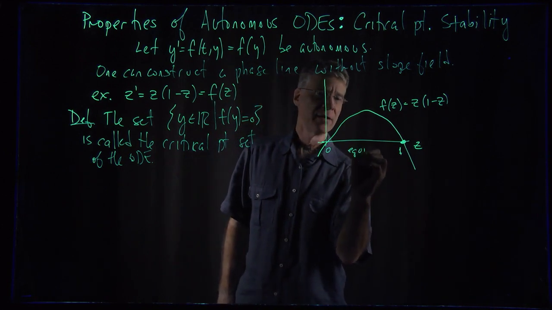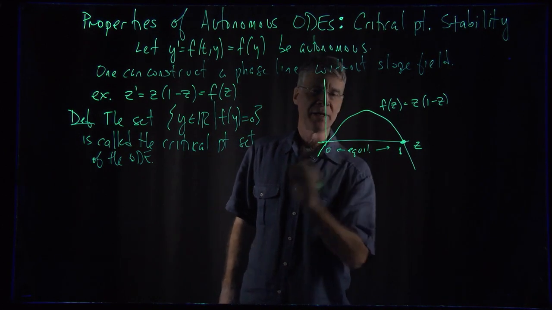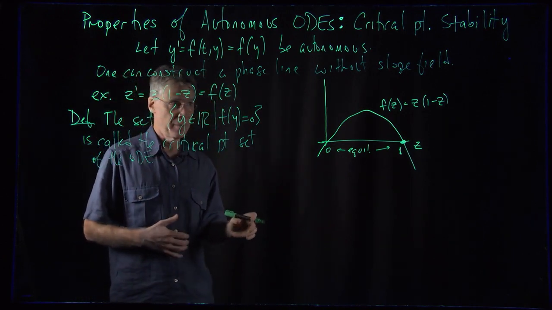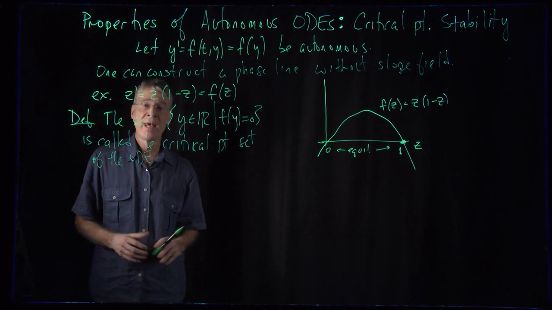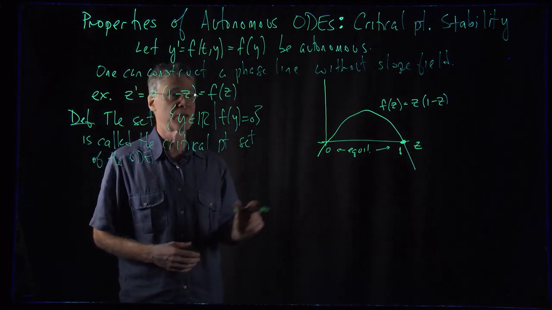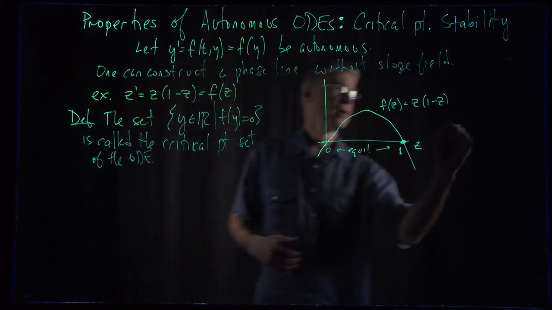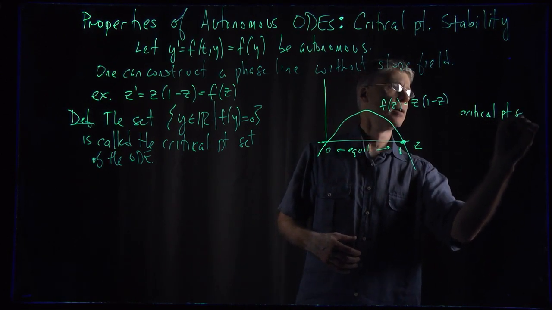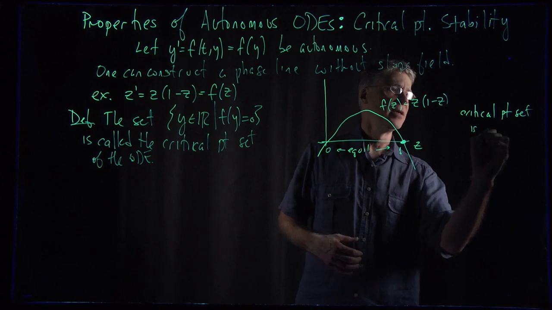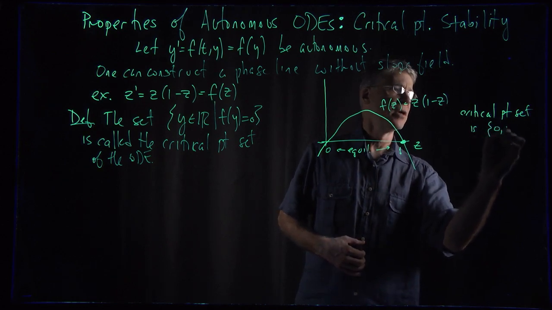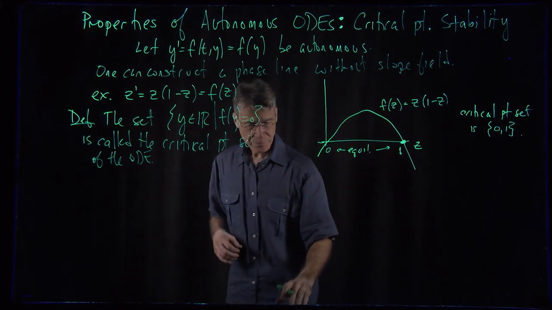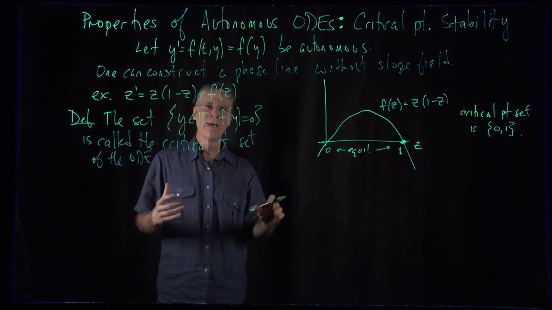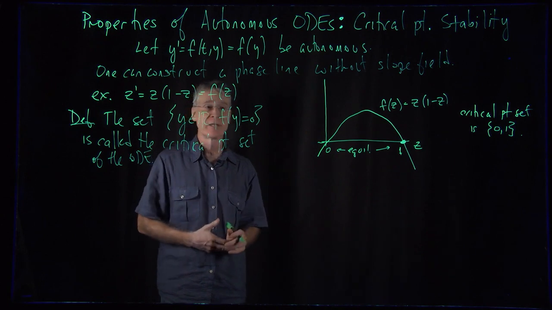These correspond to equilibria, the places where the right-hand side is 0. That's the critical point set also. So here, the critical point set is 0 and 1. Okay. And everything we know about this function f of y is sitting right in front of us now.